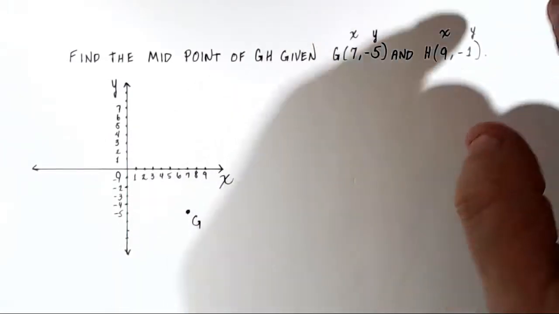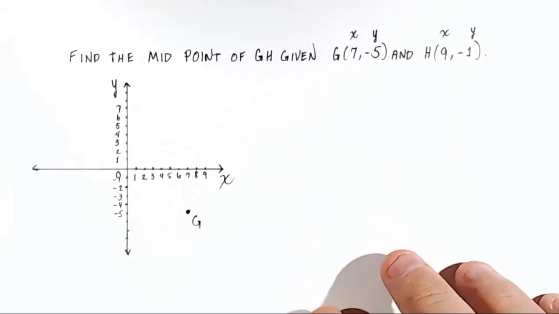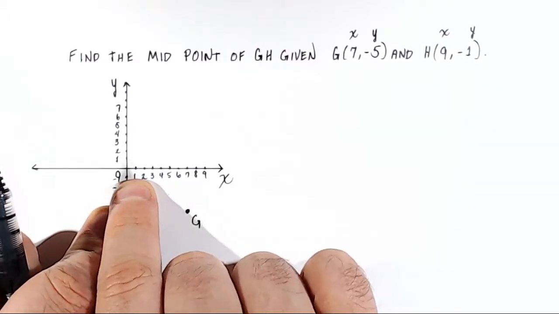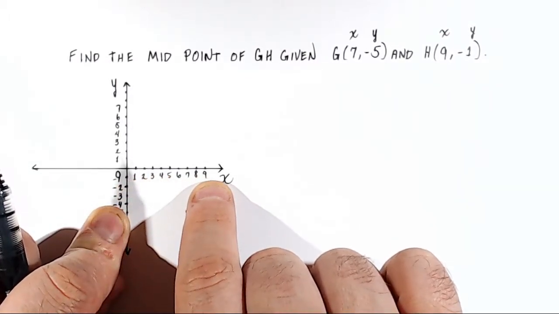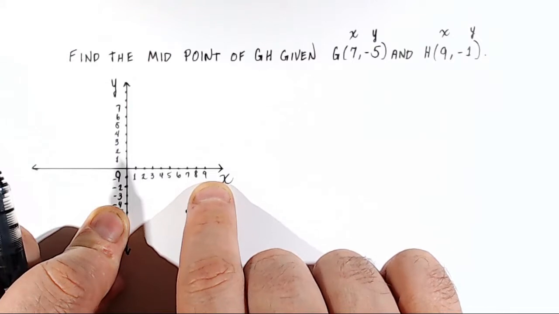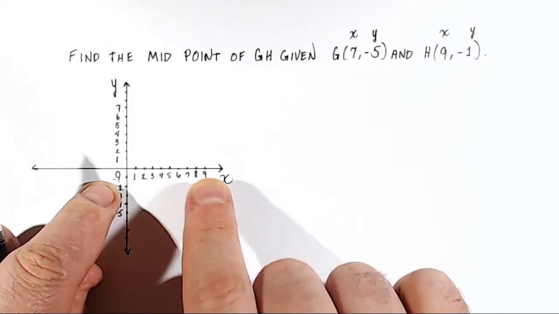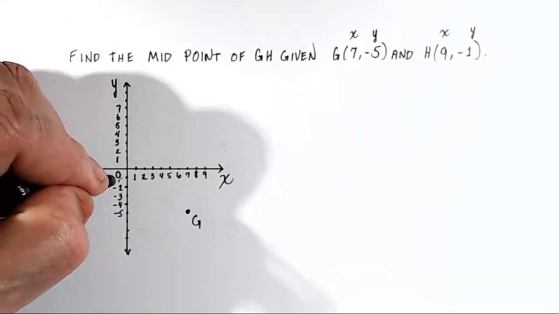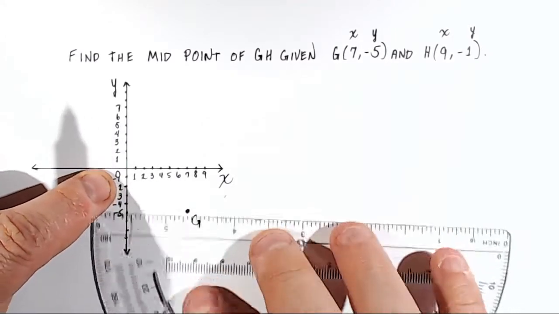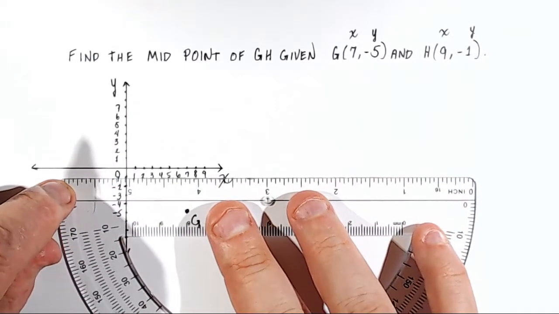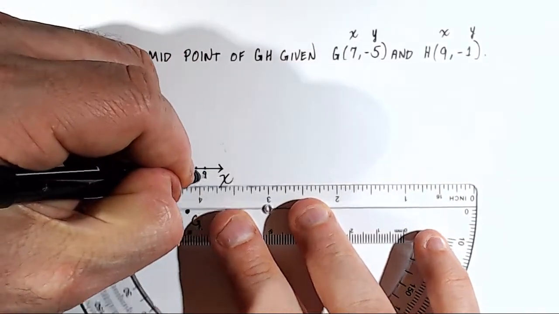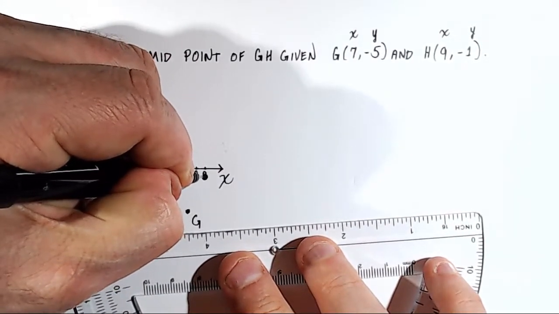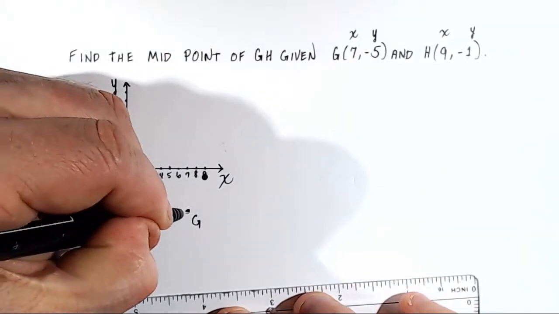And now we'll plot point H. So first we need to move all the way over to 9 on the x-axis and then down 1 to get to -1 on the y. So actually, this point's going to be a little hard to plot. This point is located right here. We'll just draw it bigger. I'll draw both these points bigger.